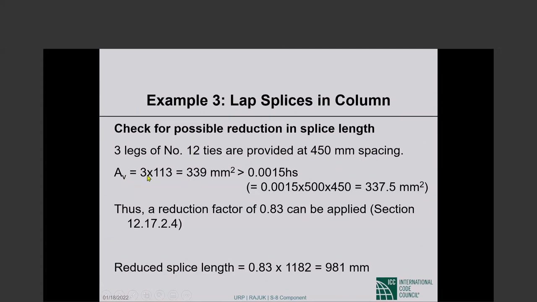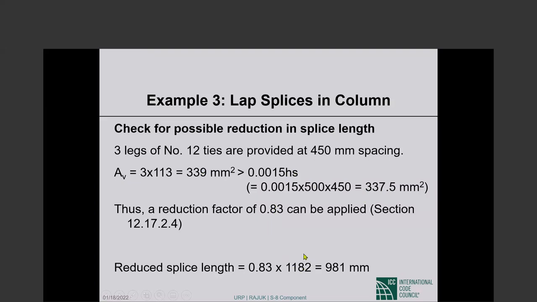Av is 3 times 113, which is 339 square millimeters, and that is larger than 0.0015 times the h, which is 500, the total dimension of the section, times the spacing of 450 millimeters. This 0.0015 hs comes to 337.5. We barely made it, but we made it. Av is larger than that. So we get a 17% reduction.